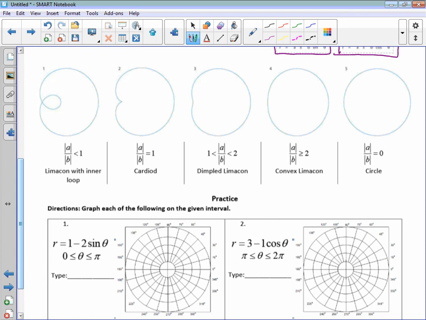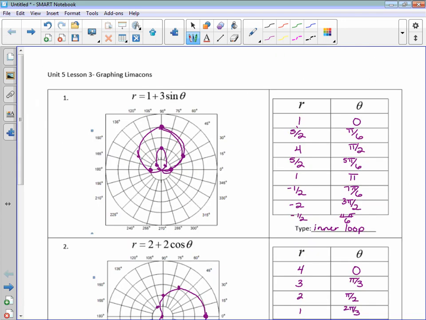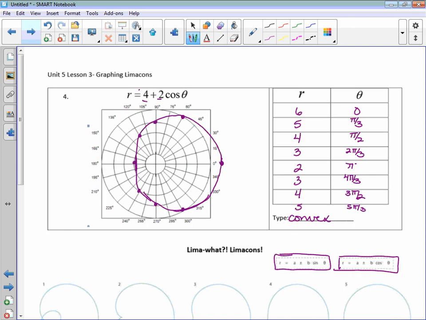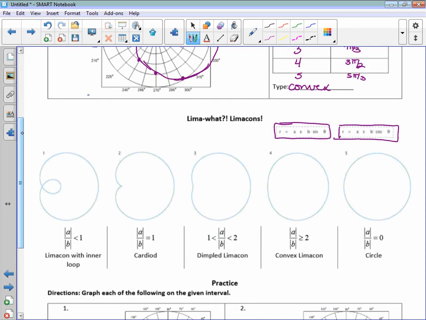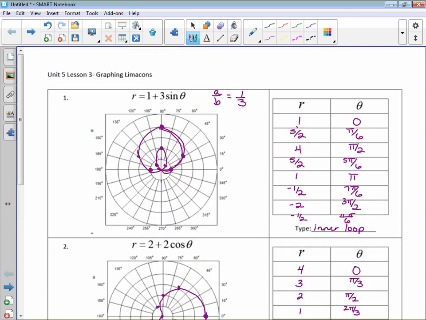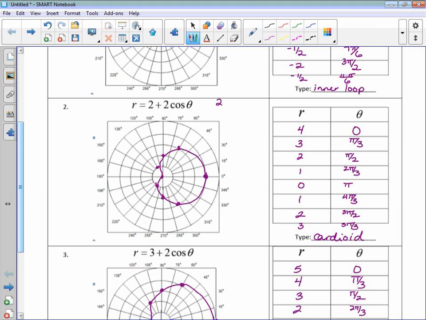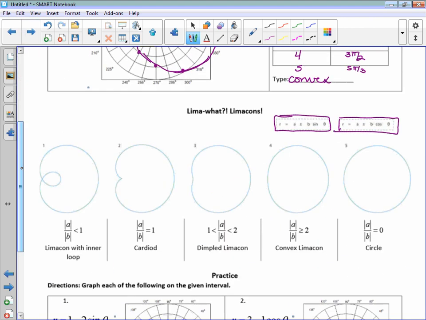So when you put A over B, if it's less than 1, we know we have an inner loop. So if you look back at that first one, our A over B here was 1 over 3. Definitely less than 1, right? And so that was a limaçon with an inner loop. If your A over B is equal to 1, it's a cardioid. Look back at the second one we did: 2 over 2. That was equal to 1, and we had a cardioid.